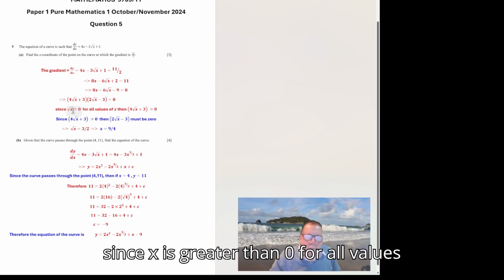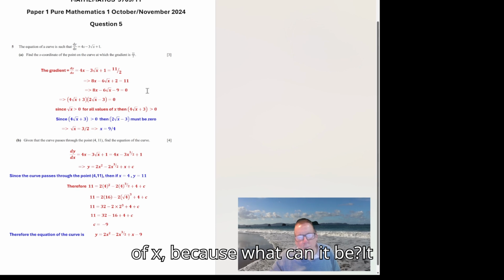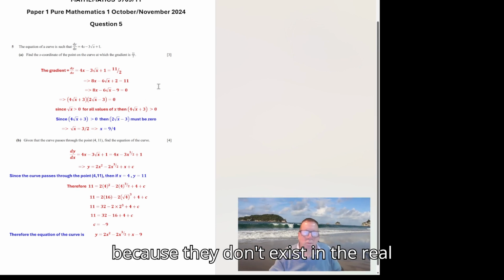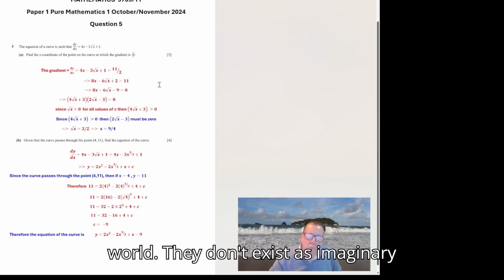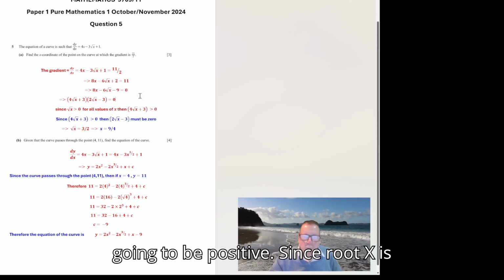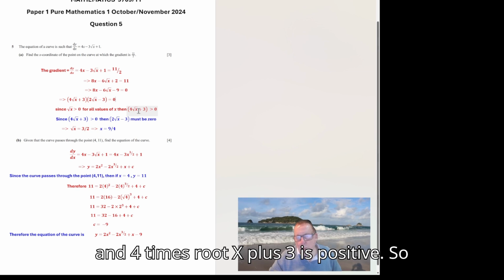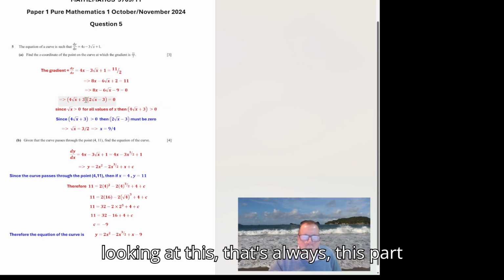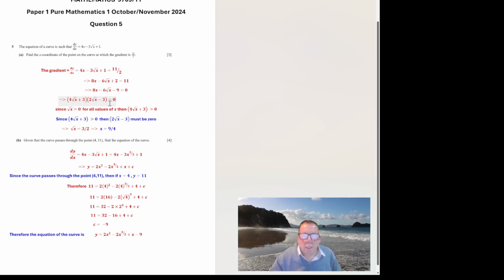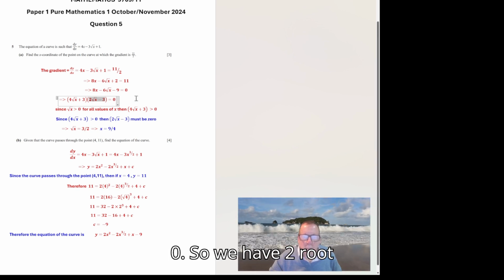Now, since root x is greater than 0 for all values of x, because what can it be? It can't be the square root of negative 4 because they don't exist in the real world. They don't exist as imaginary numbers. And so root x is always going to be positive. Since root x is positive, then 4 times root x is positive, and 4 times root x plus 3 is positive. So looking at this, this part here is always positive, never negative, which means the other thing must be 0, so that we have something times 0 comes to 0.